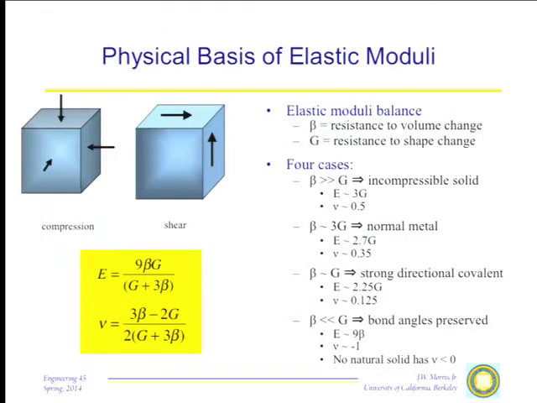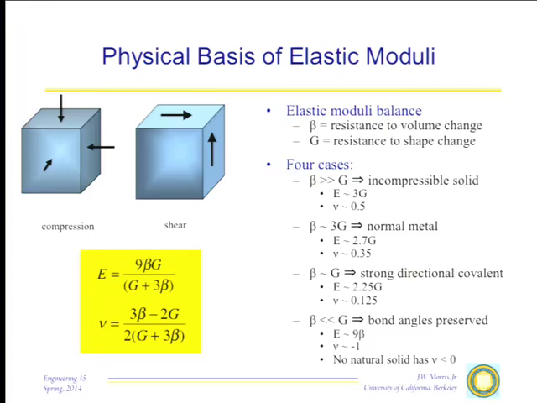So I can solve for Young's modulus, I can express Young's modulus and Poisson's ratio in terms of those. And I get these messy looking formulas here. But they actually turn out to be fairly simple. Let's consider the behavior of a solid in terms of the ratio of its resistance to volume change and its resistance to shape change. That is, what's the ratio between the bulk modulus and the shear modulus? And you really just get four cases.